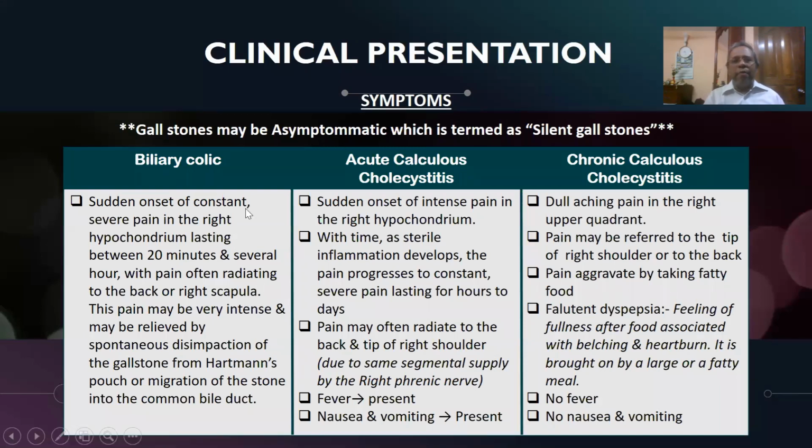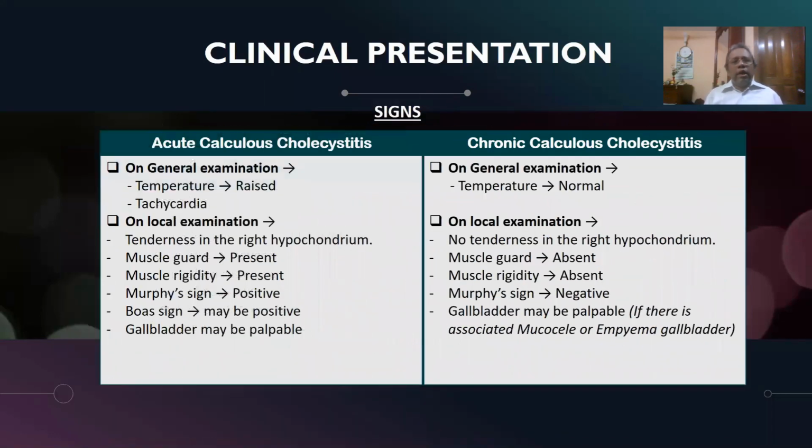The symptomatic ones have three presentations: biliary colic, acute calculus cholecystitis, and chronic calculus cholecystitis. These are the presentations of gallstone disease. Then the comparison of the clinical signs of acute calculus cholecystitis and chronic calculus cholecystitis.